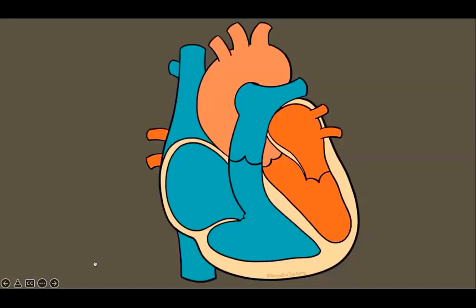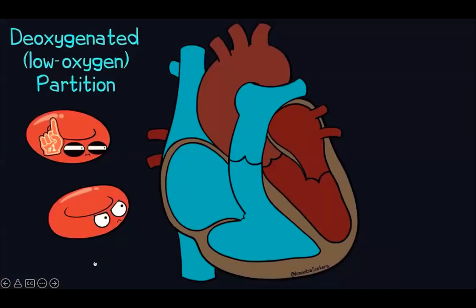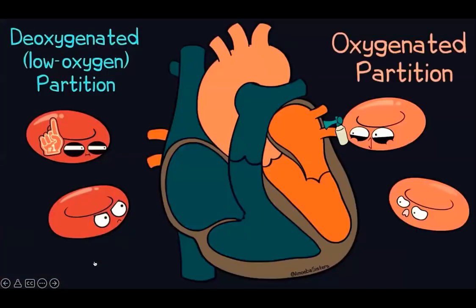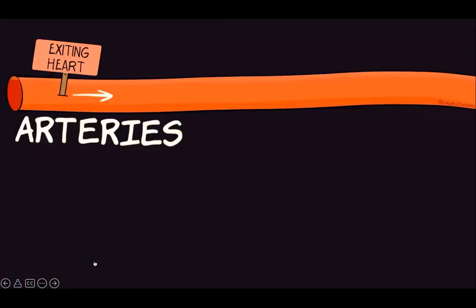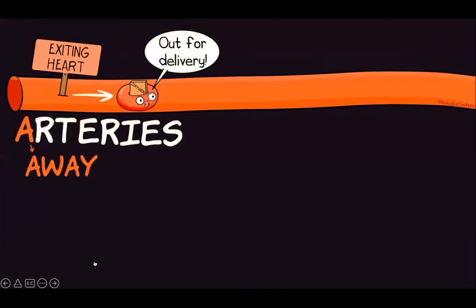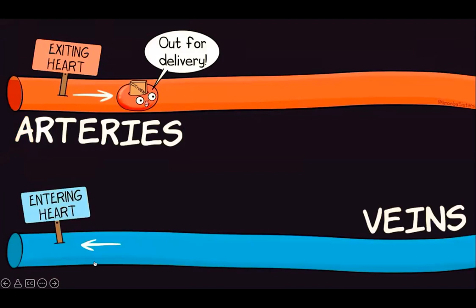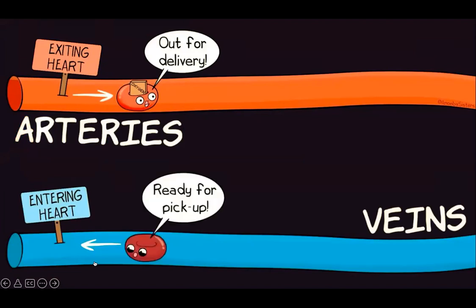Human heart anatomy shows the heart divided into two distinct and separated partitions, a deoxygenated or low oxygen partition and an oxygenated partition. There are some human congenital heart conditions that can result in this oxygenated and deoxygenated blood mixing, however. More on that at the end. Arteries carry blood away from the heart. Think A for away. Arteries are typically oxygen-rich, but there are exceptions. Veins generally carry blood to the heart. Veins typically are oxygen-poor, but there are exceptions.